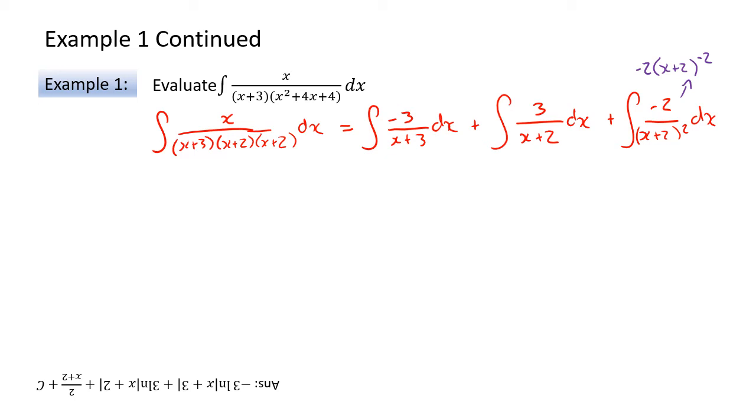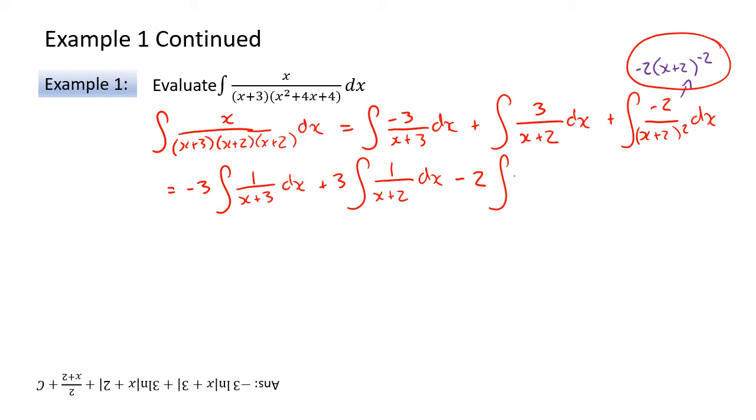So looking at each one of these, the first thing I like to do is move all of the constants out of the integral. So to do that, I have negative 3 times the integral of 1 over x plus 3, plus 3 times the integral of 1 over x plus 2, minus 2 times the integral, and I'm going to write this like I did right here. So we have x plus 2 to the negative 2. So now with each of these forms, we can take the integral of them individually.